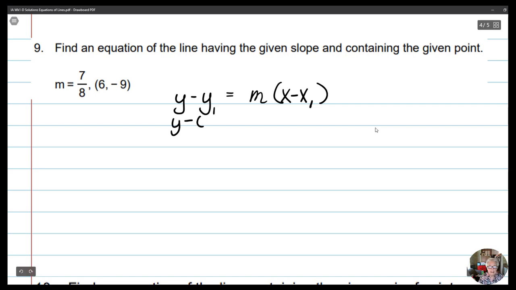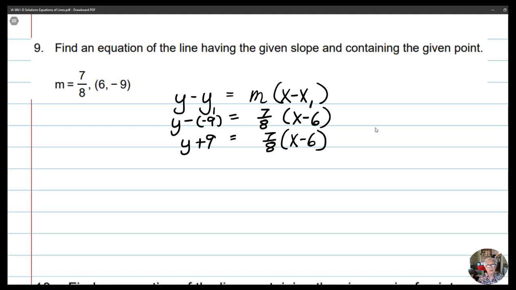y minus negative 9 equals 7/8 times x minus 6. Now, before I do anything else, I'm going to clean that up. Minus minus is a plus. So y plus 9 equals 7/8 times x minus 6. While you can, if you're comfortable, distribute 7/8 into there, there is an easier way.